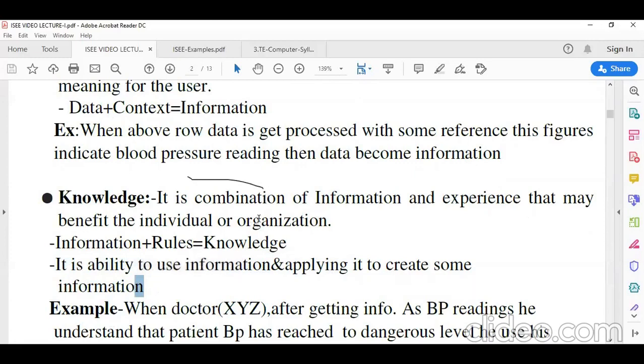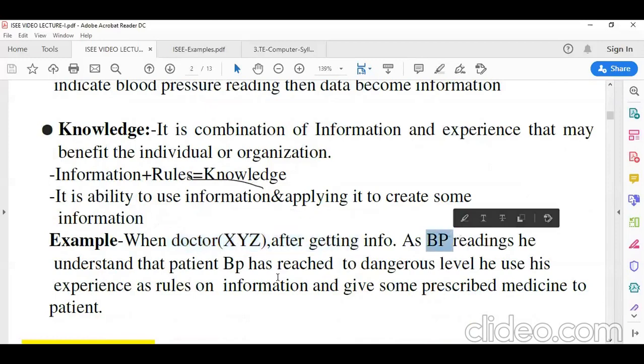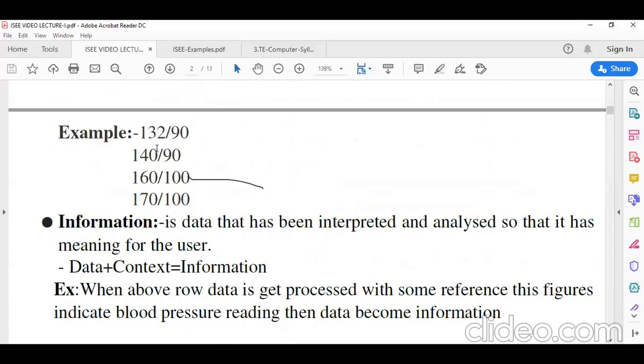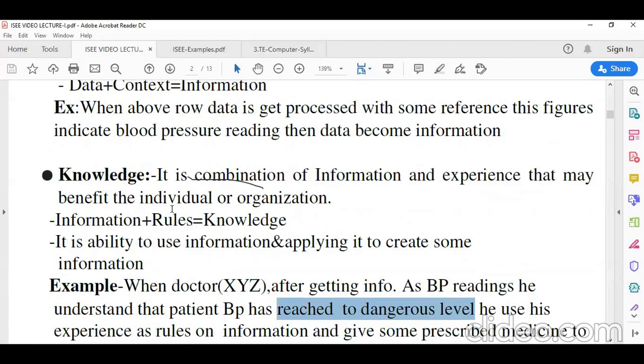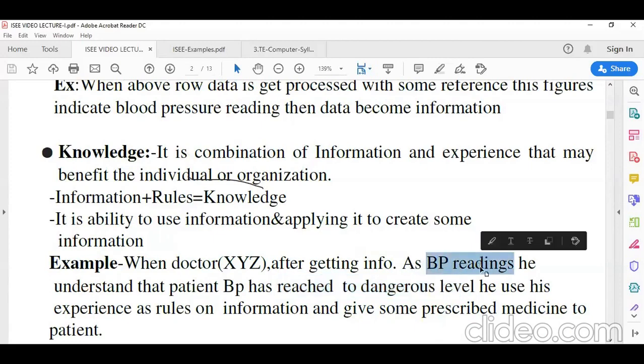Now, how are we using and applying that information? See here with the same example. When the doctor, after getting the information as blood pressure readings, understands that the patient, consider the patient as some ABC person, has blood pressure that has reached a dangerous level. Yes or no? You can see this blood pressure is completely in increasing order: 132, 140, 160, 170. All of you agree? Yes, sir. So here the blood pressure reading is acting as what? Information. Yes, exactly.